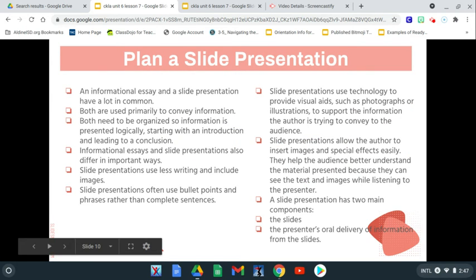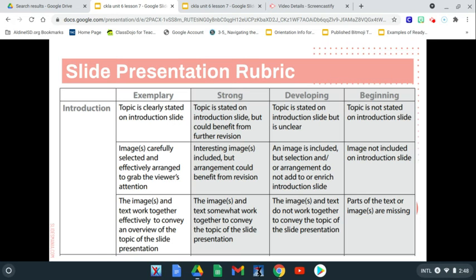Okay, so you guys, we're going to plan a slide presentation, and seeing how well you did in the previous unit with your biographies, I know you're going to do amazing, right? We're going to use technology, visual aids, photographs, and different things to convey our information. We need to make sure that we're organized so the information is logical and our grammar is correct. We're going to make sure it's less writing and includes images. When you're doing a slide presentation, you try to limit your writing, but still make sure it gives information and then has pictures.